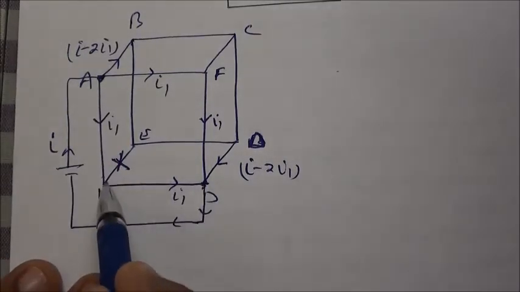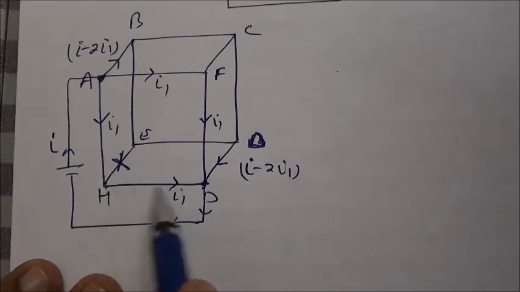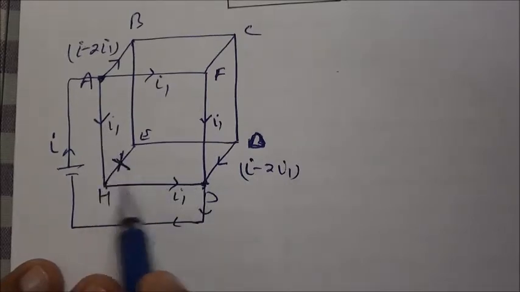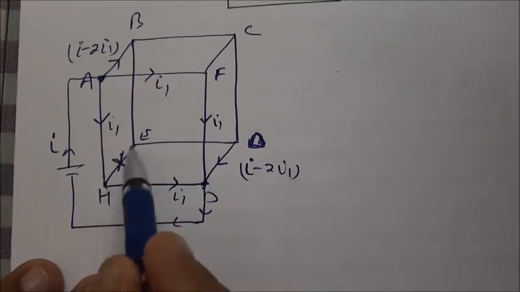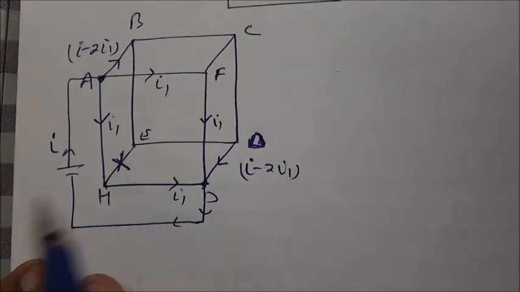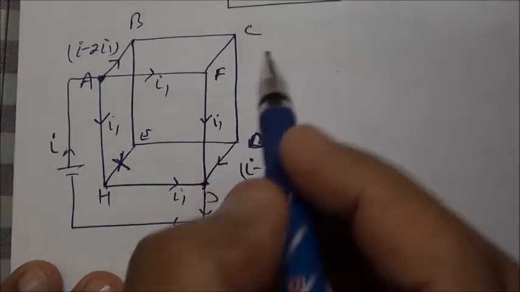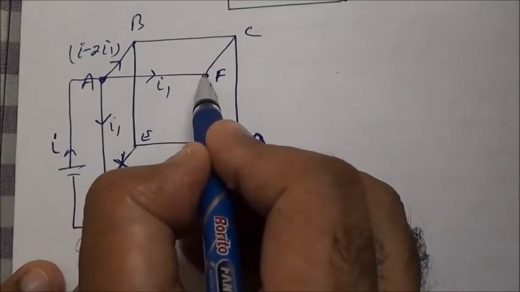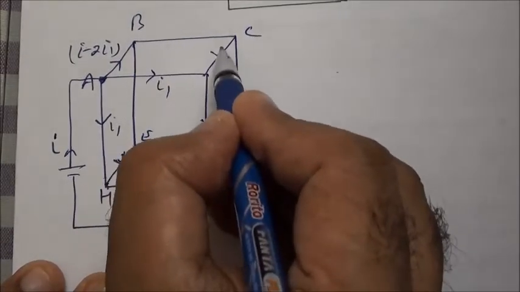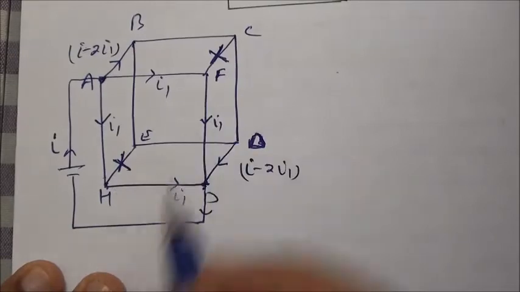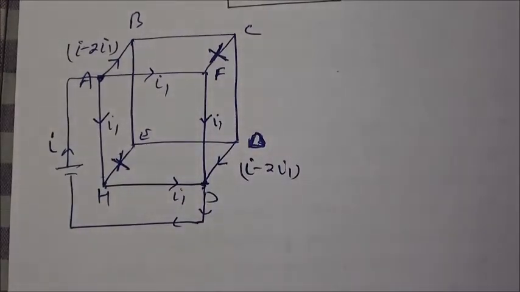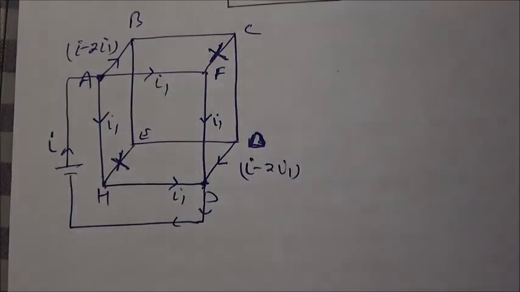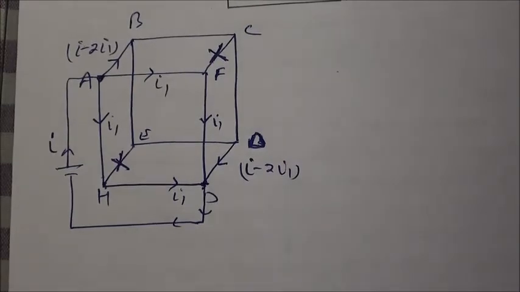If some current had entered here, it would have been I1 minus something, or if some had entered here, it would have been I1 plus that current. But it is I1 coming in and I1 going out. So it means this resistance does not get any current. And same way here, I1 coming from here and I1 going, so it means no current from here. So these 2 resistances are not playing any role. So now I can redraw the circuit.